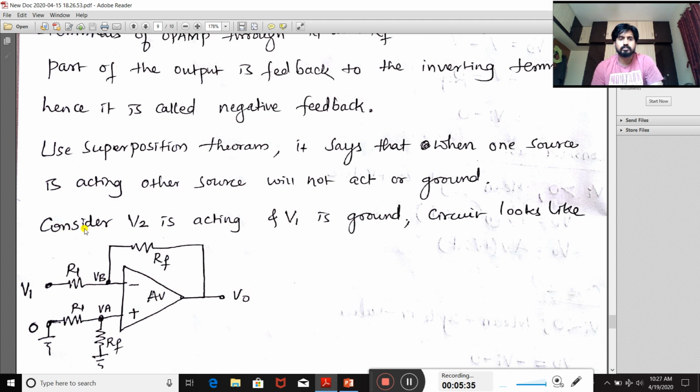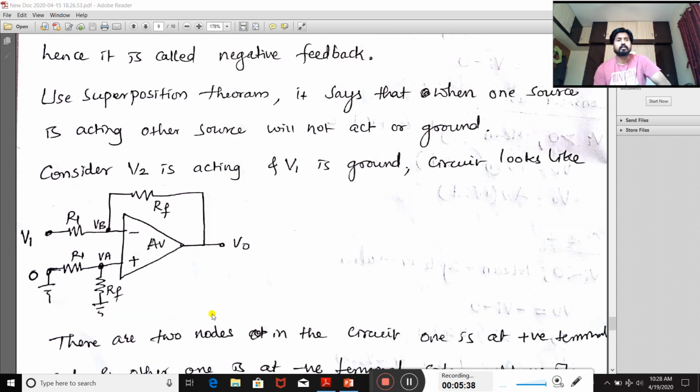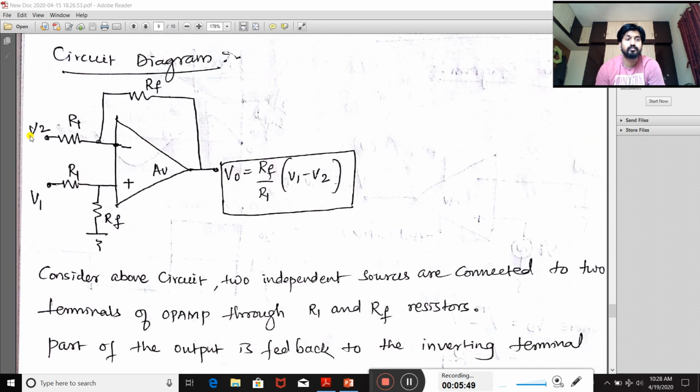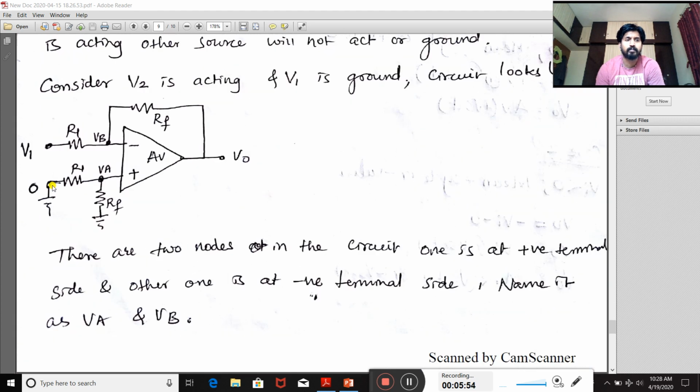So here I have considered V2 is acting and V1 is ground. Here a small mistake is there, please correct it. I have shown in the first diagram as V2 and this one I have considered as V1, but in this diagram I have denoted it with V1, but you need to change it to V2. Please change it to V2 and this V1 is ground. That means V2 is acting and this we are making ground.